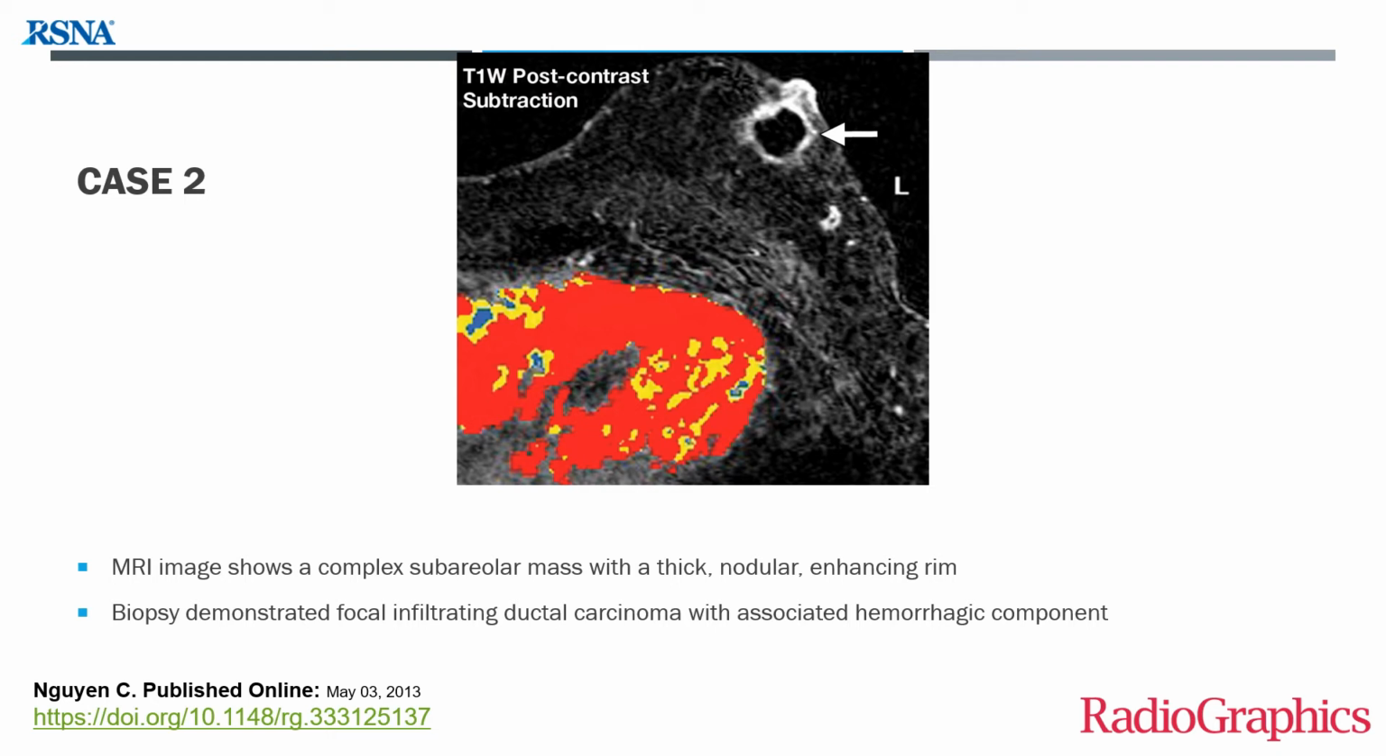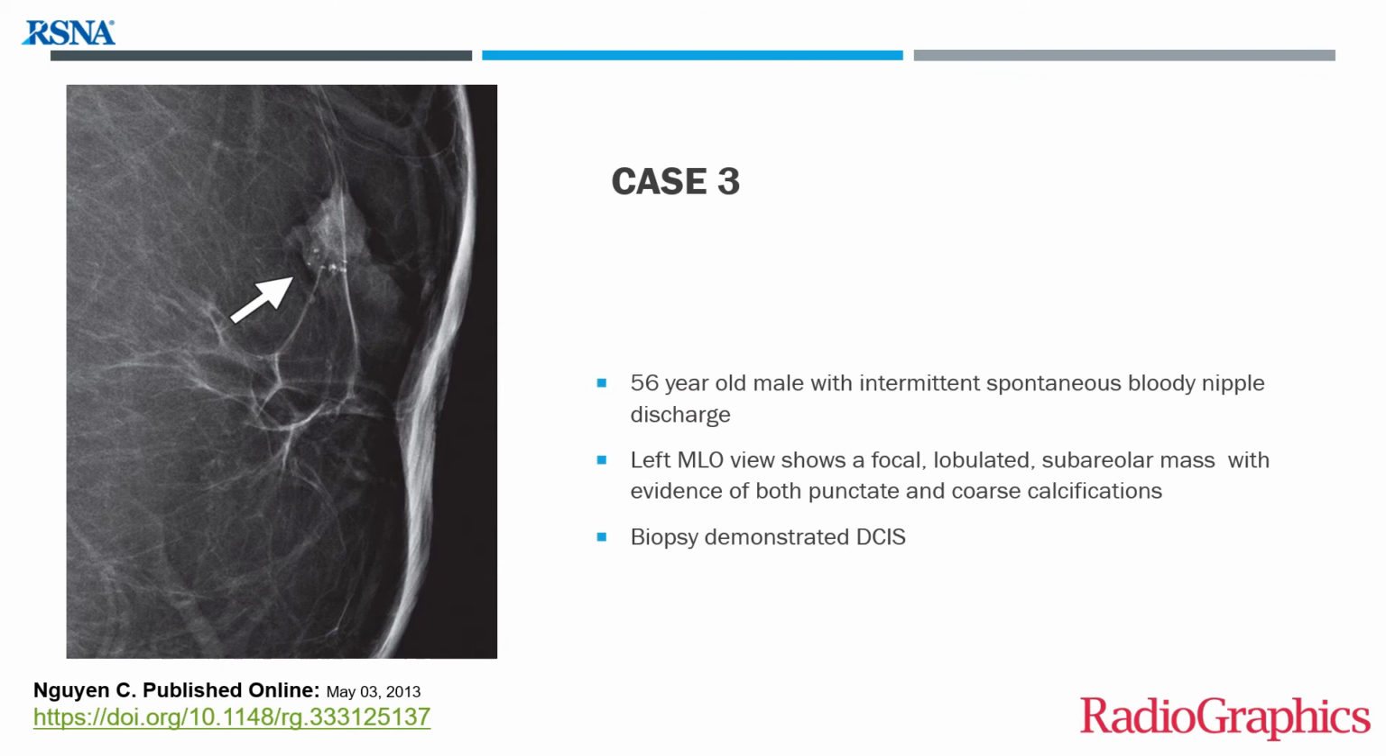MRI imaging shows a complex subareolar mass with a thick nodular enhancing rim. Biopsy did demonstrate focal infiltrating ductal carcinoma with associated hemorrhagic component. In case 3, we have a 56-year-old male with intermittent spontaneous bloody nipple discharge. Left MLO view shows a focal lobulated subareolar mass with evidence of both punctate and coarse calcifications. Biopsy demonstrated DCIS.